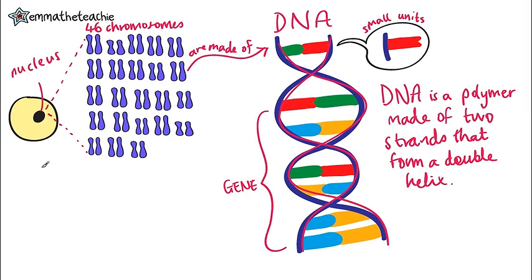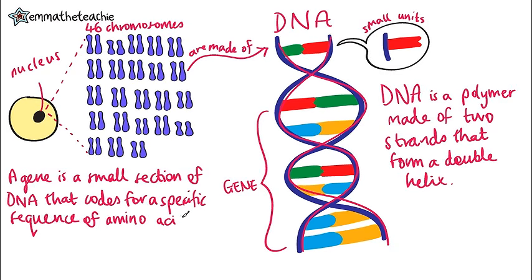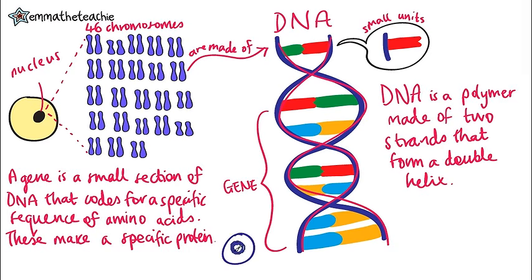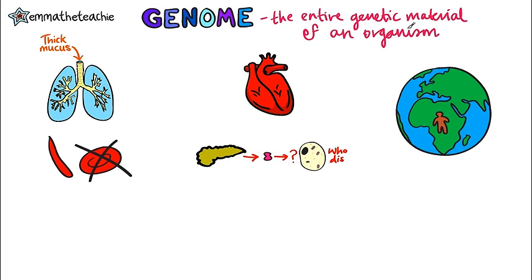Now let's look at genes. A gene is a small section of DNA that codes for a specific sequence of amino acids, and these make a specific protein, for example, the pigment that colors your eyes. You'll learn a lot more about how genes work in the next video. As I mentioned at the start, scientists have sequenced the human genome. But what is a genome? Well, it is simply the entire genetic material of an organism. This includes all the DNA inside the nucleus and the DNA found inside the mitochondria.